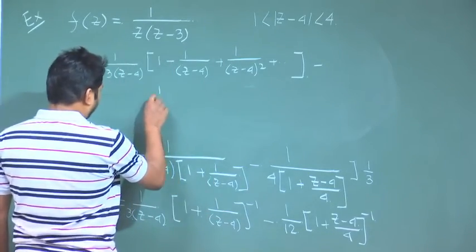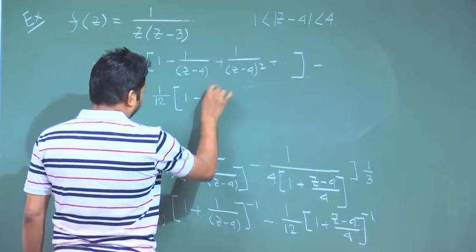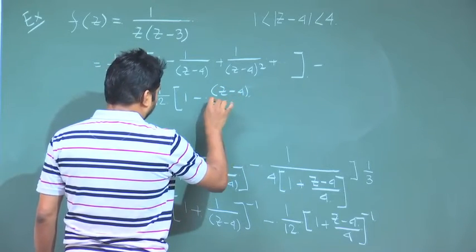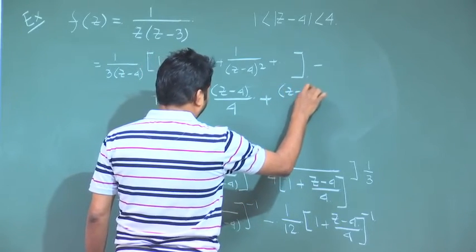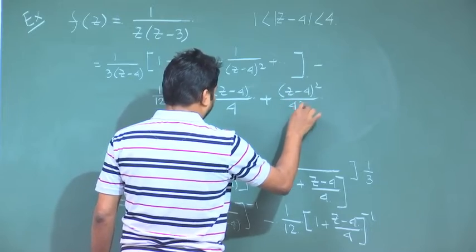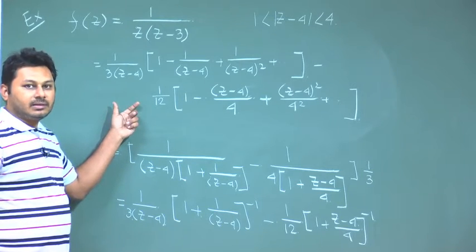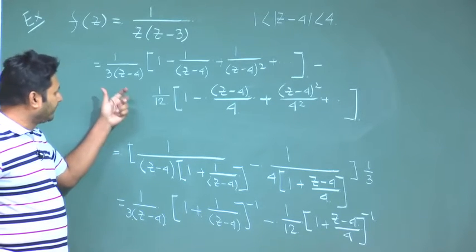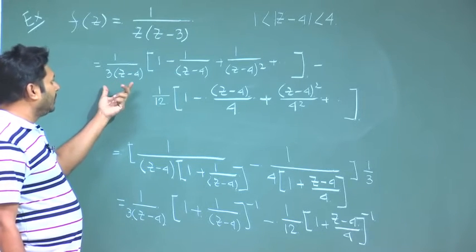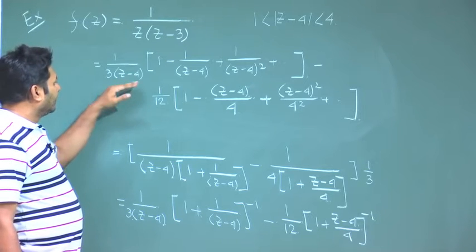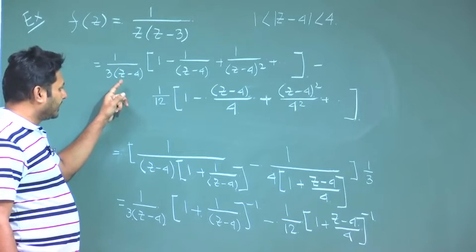It will be minus 1 by 12, and then 1 minus (z minus 4) divided by 4, plus (z minus 4) square, and so on. So, this is my entire series. This is the Laurent series, and if I use this Laurent series, then the terms will be something like this. So, here the residue, that is the coefficient of 1 by (z minus 0), comes out to 1 by 3.